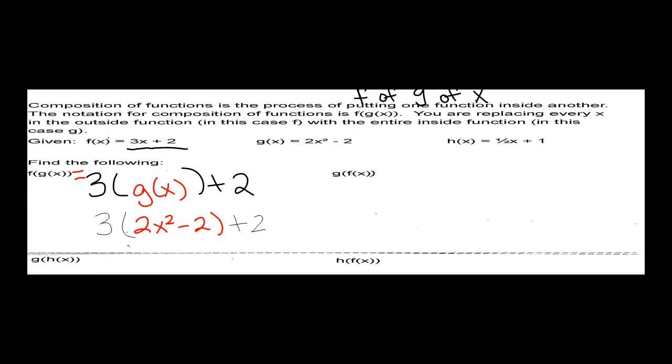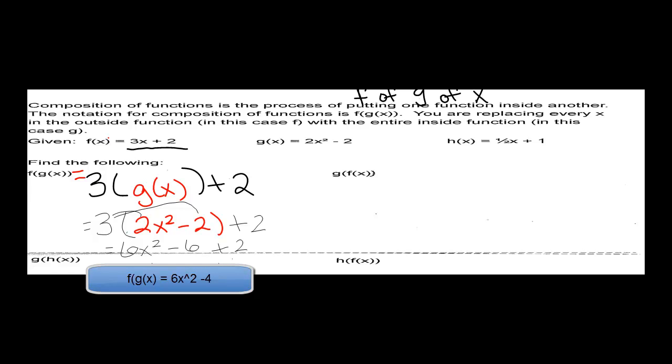of x is. So using PEMDAS, we distribute 3 throughout both terms. 3 times 2 is 6x squared. 3 times negative 2 is negative 6, and then plus 2. Combining like terms, we get 6x squared minus 4. So f of g of x is equal to 6x squared minus 4. First, we substitute g of x into x in the function f. Then we simplify and get our answer.